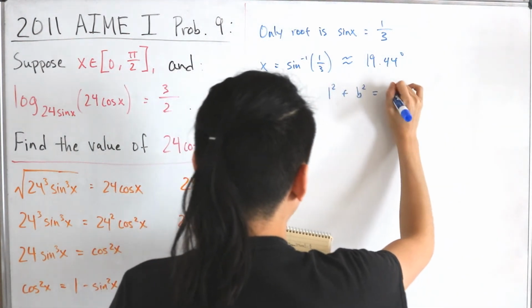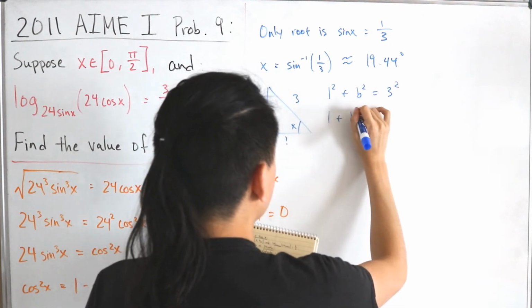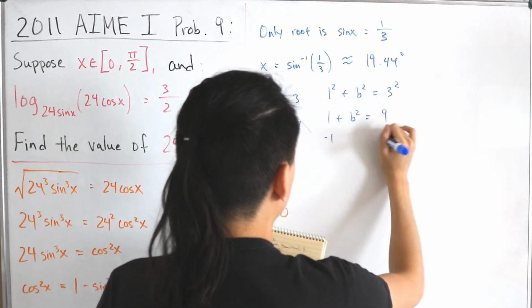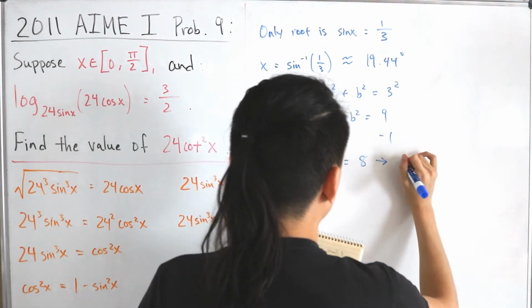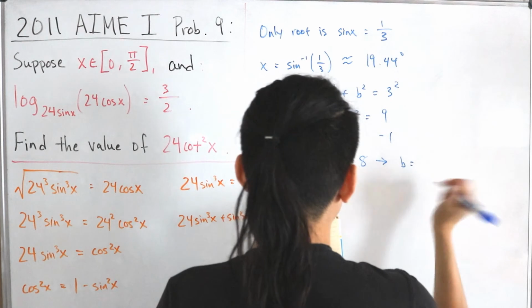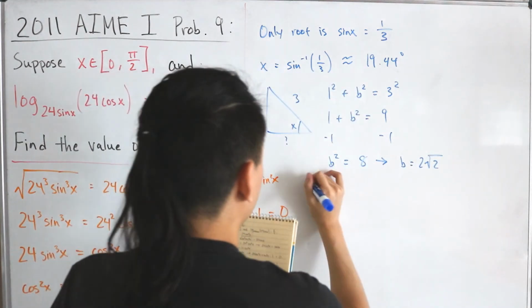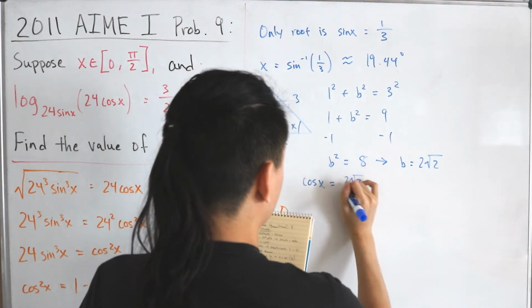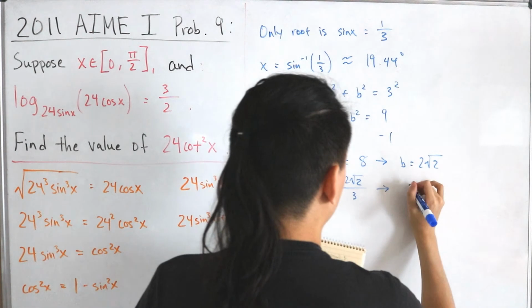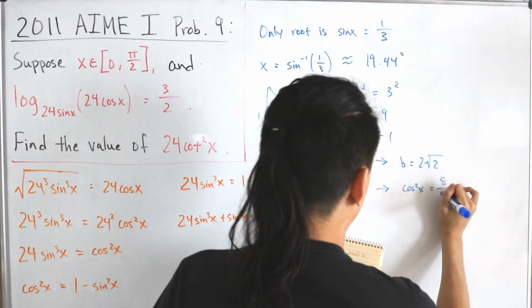I'll just call this b. So I have 1 plus b squared equals 3 squared, which is 9, subtract 1. We have b squared is equal to 8. Then take the square root of both sides. We're only dealing with the positive because it's length. So it's 2 times the square root of 2. This means that cosine of x is going to equal 2 times the square root of 2 divided by 3. Now, if I square both sides, I have cosine squared of x is equal to 8 divided by 9.